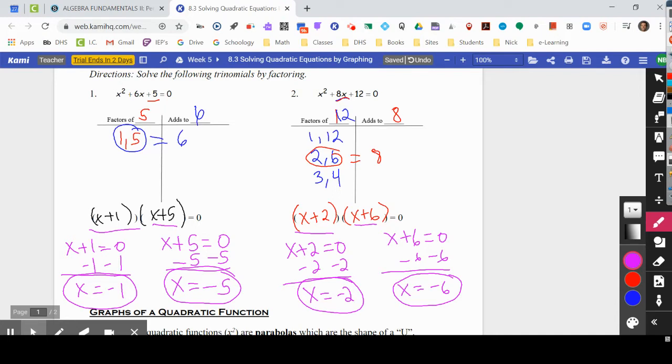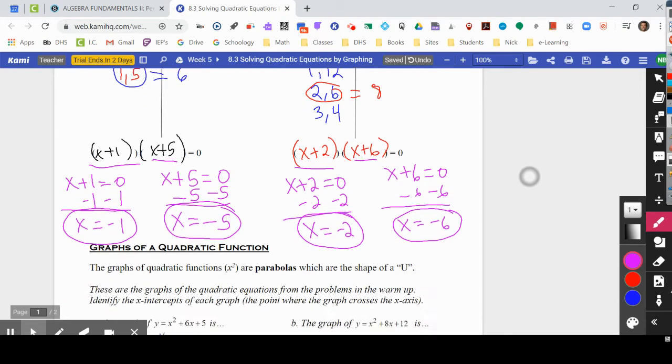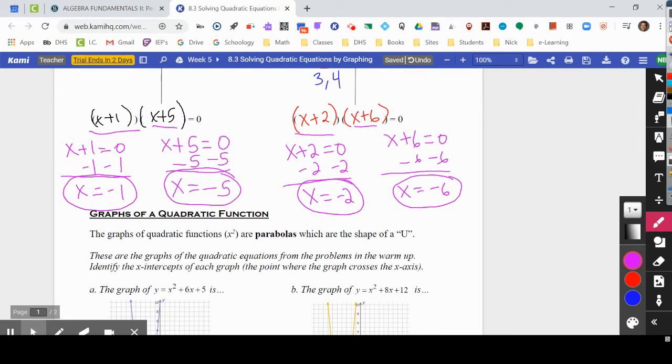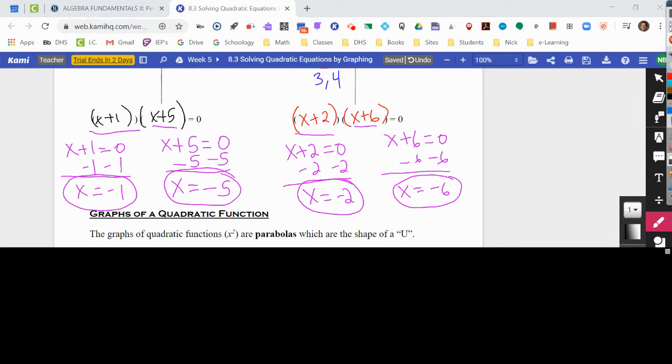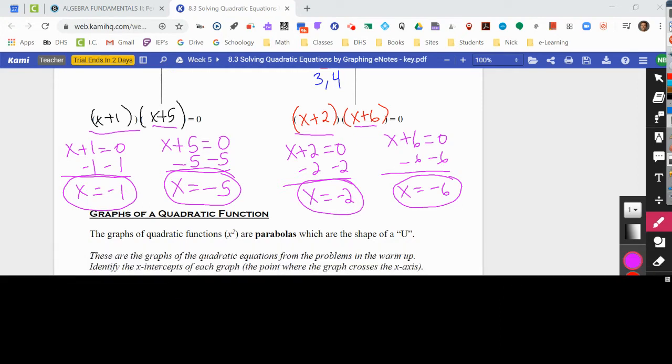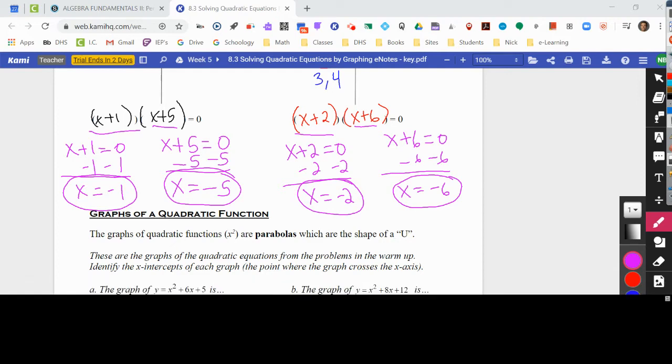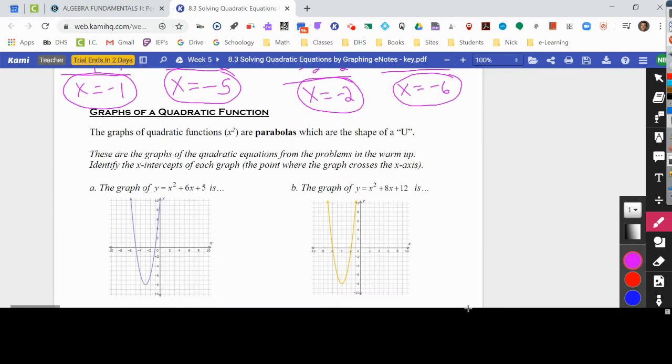Now it's time for the new stuff. We're going to look at some graphs of a quadratic function. The graph of a quadratic function, the x squared is what makes it a quadratic, is called a parabola, and it's in the shape of a U. These two graphs below are the graphs of the quadratic equations from the warm-up problems.